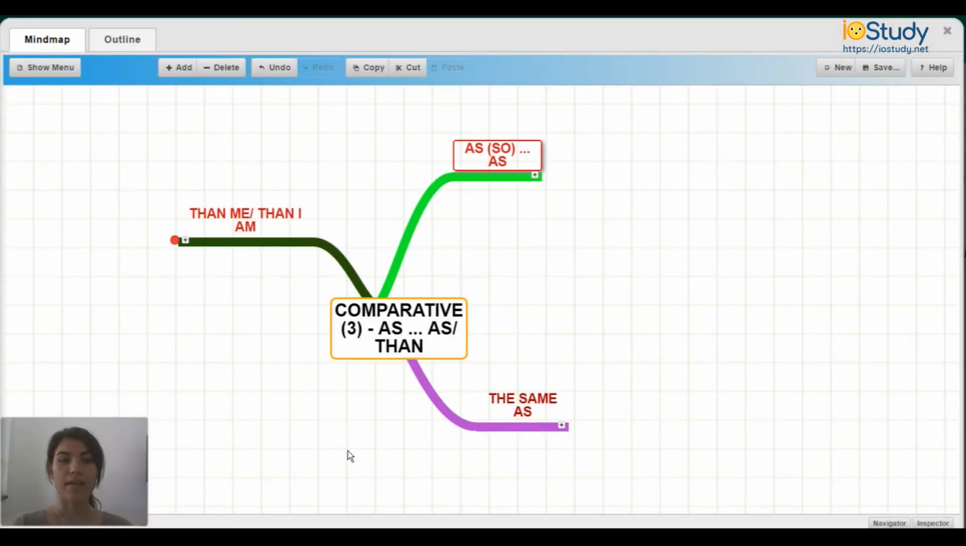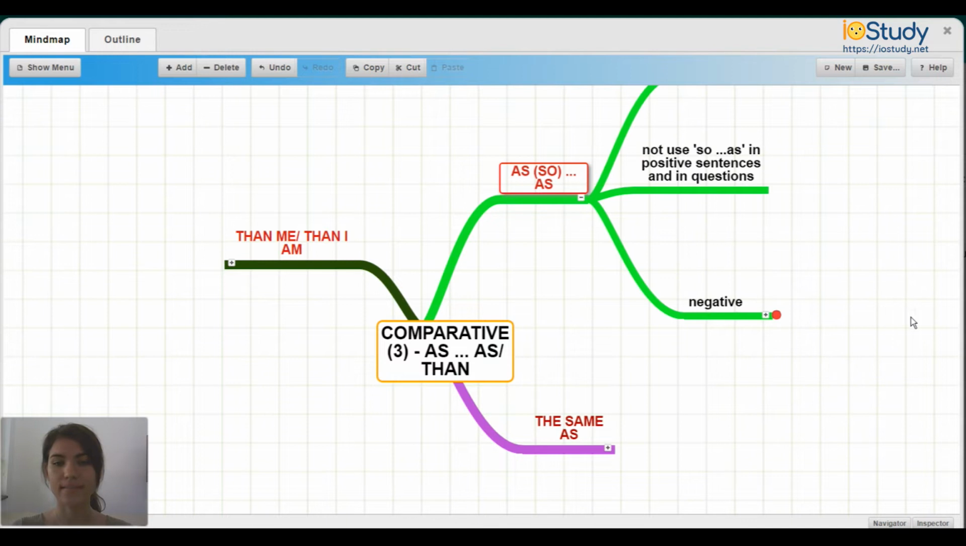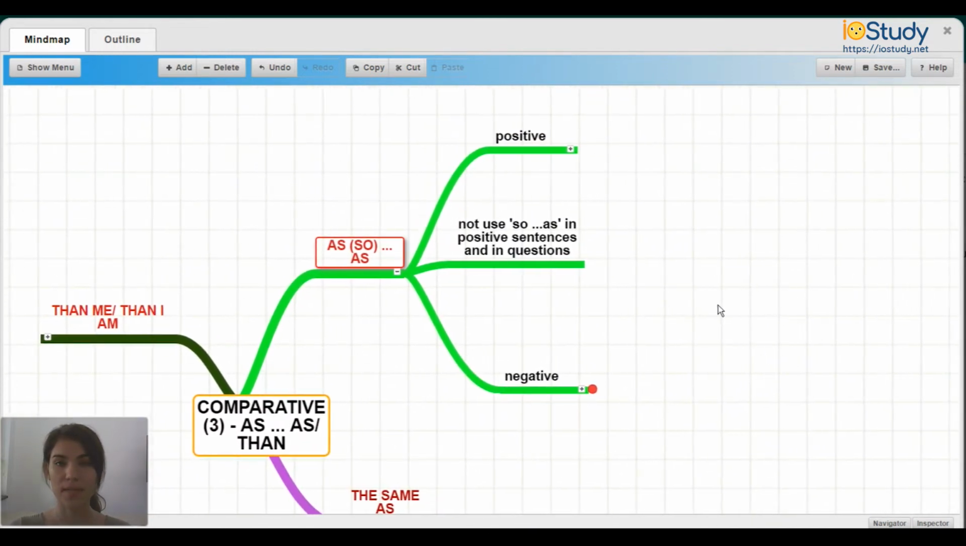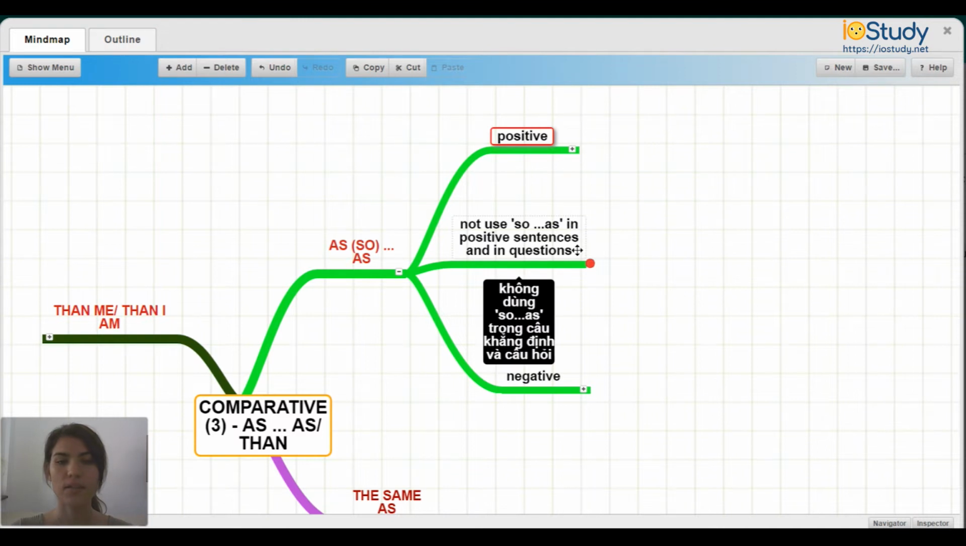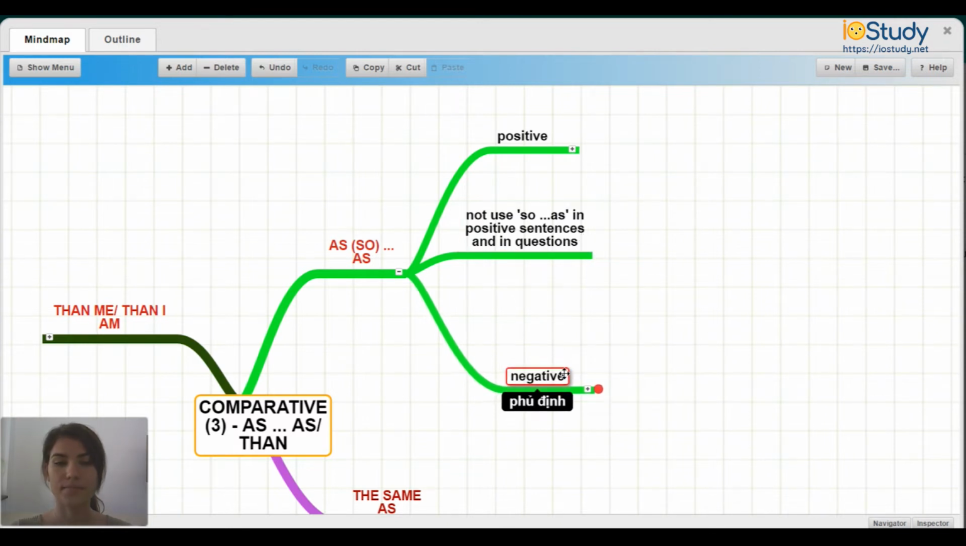Grammar rules for using the comparative 3, as, and than. So as you can see, we have 3 topics. First, as or so, as, the same as, and than me or than I am. So let's first look at as or so, as. We can use this in 3 instances. Positive, we don't use so as in positive sentences and questions. And negative.